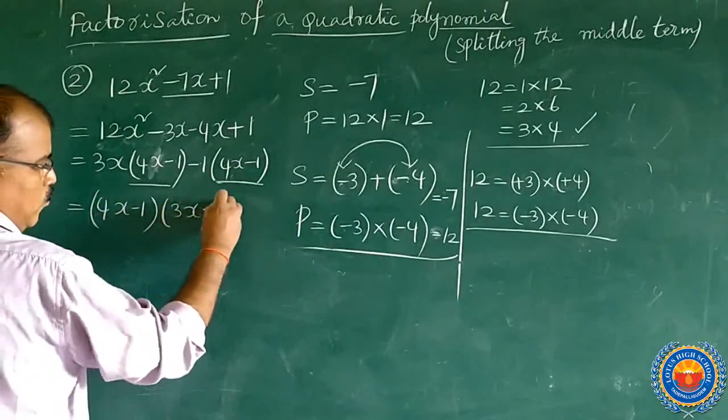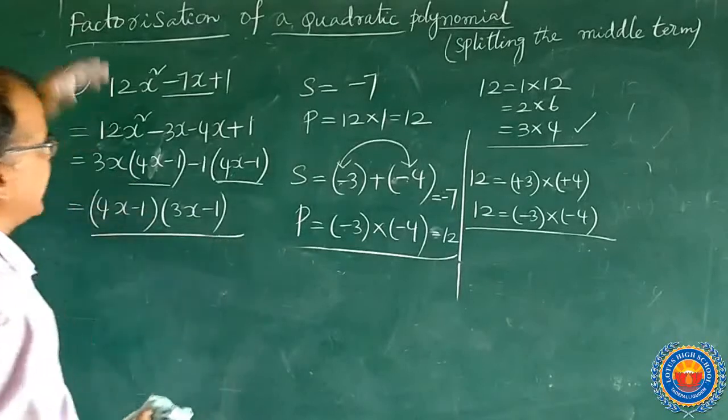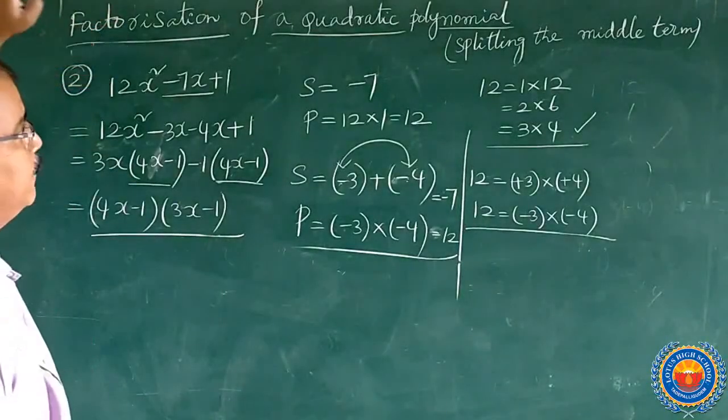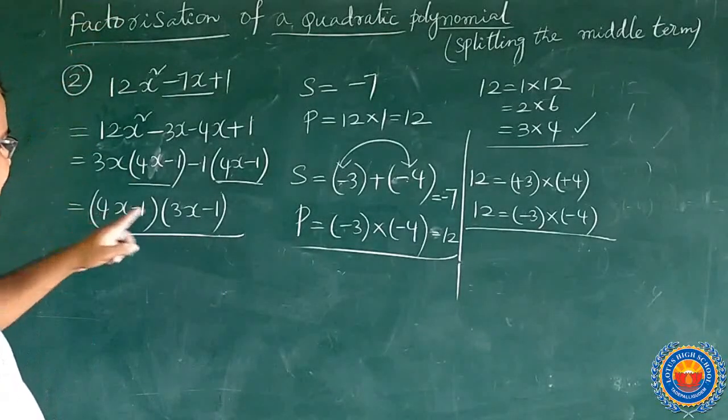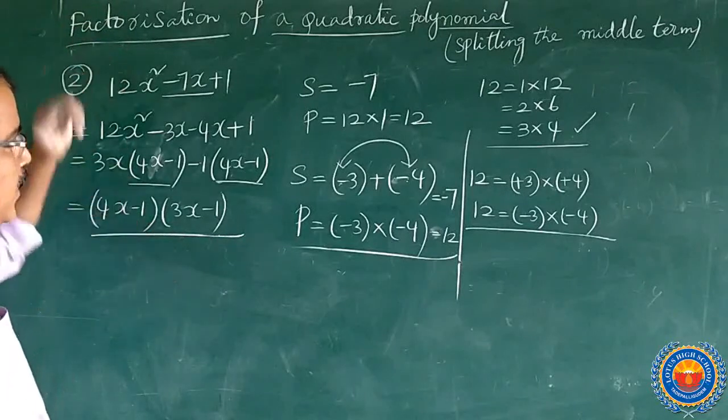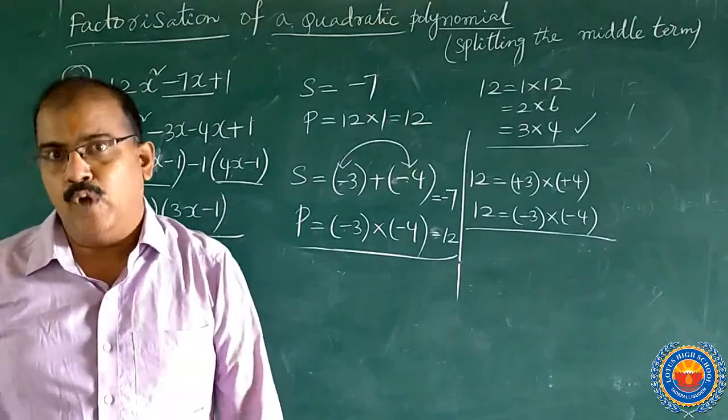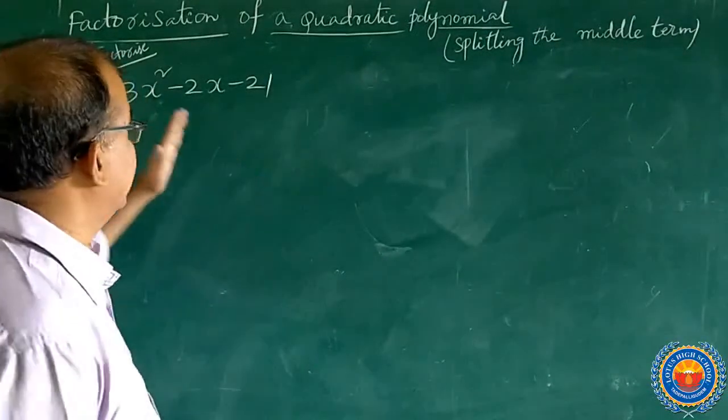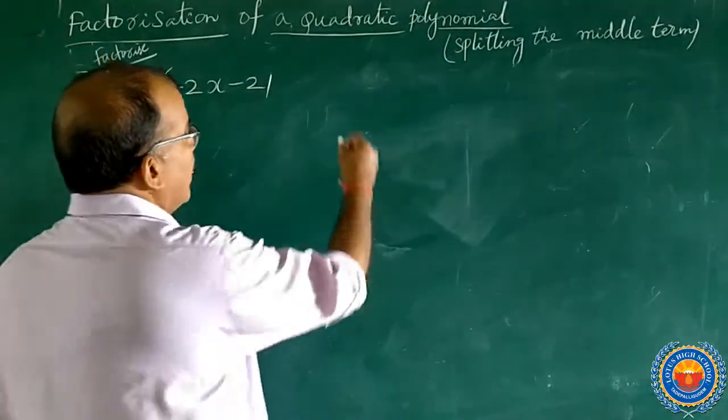3x minus 1. So these are the factors of the given quadratic polynomial: 4x minus 1 and 3x minus 1. If you multiply, you will get the given quadratic polynomial. Okay, one more sum: 3x square minus 2x minus 21.